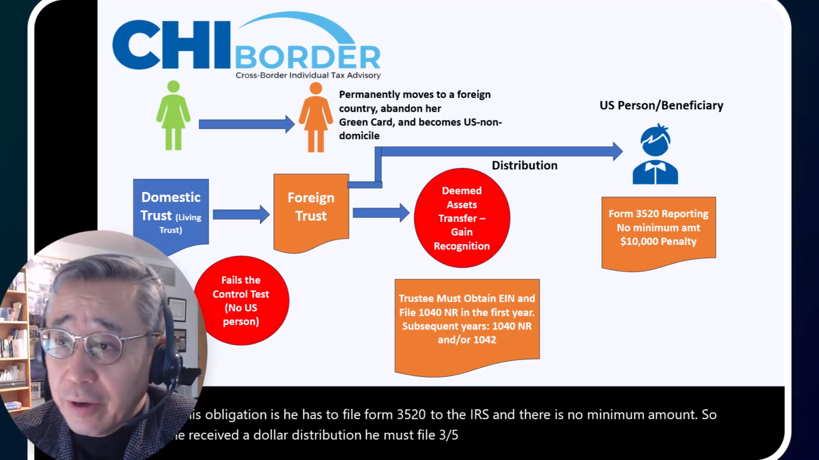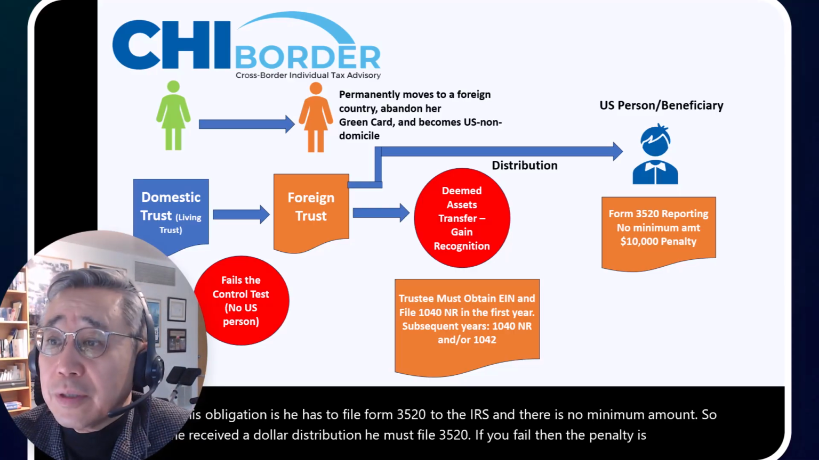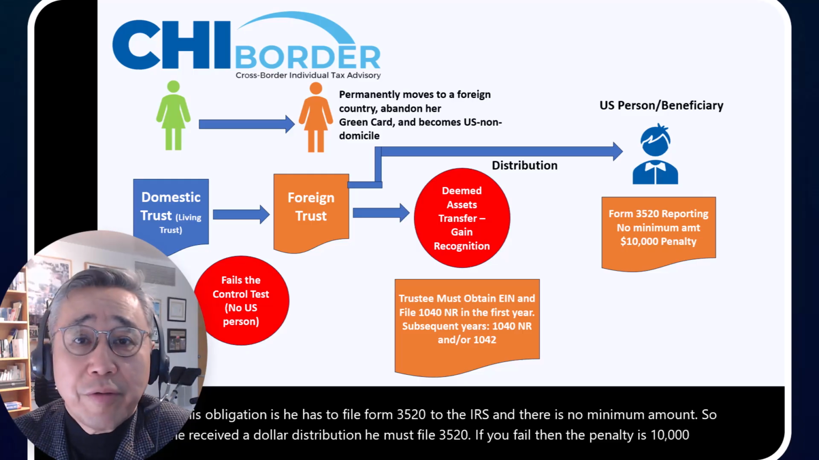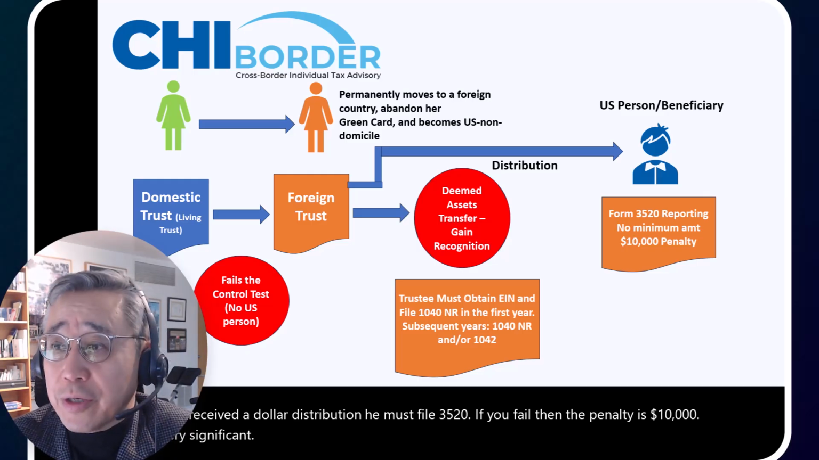If you fail, then the penalty is $10,000. Very significant reporting obligation and potential penalty.